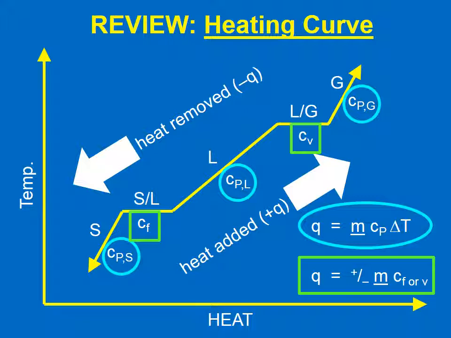matter. If we're making a phase transition, we use the non-delta T form of the equation, which I've shown in the lower right here. I've boxed it in green, and again we want to use the constant that is specific to either solid-liquid phase transition, if that's what we're doing, or the liquid-gas phase transition, if that's what we're doing.